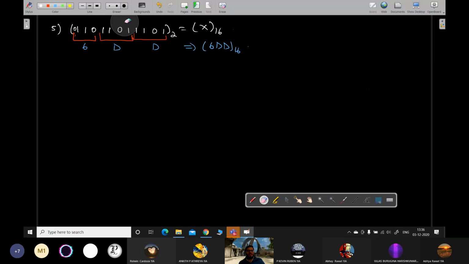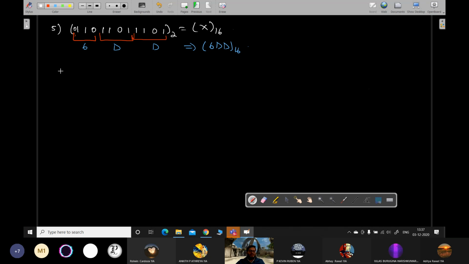So this much is clear ना, that if you are converting from binary to octal you will form groups of 3, and if you are converting from binary to hexadecimal you will form groups of 4.